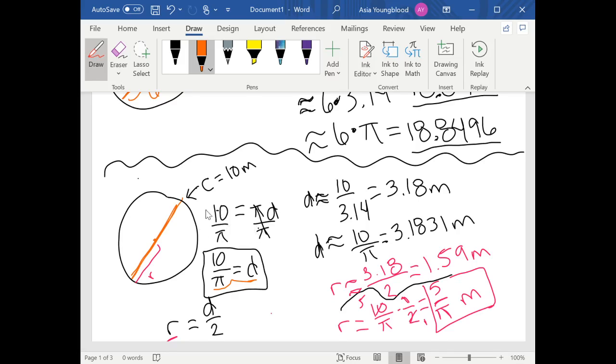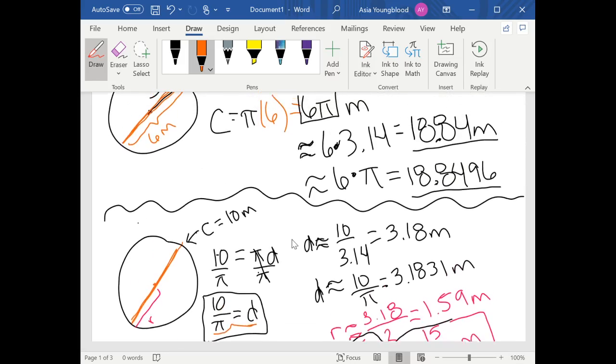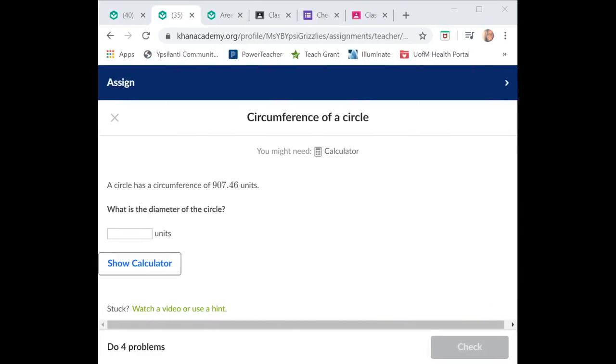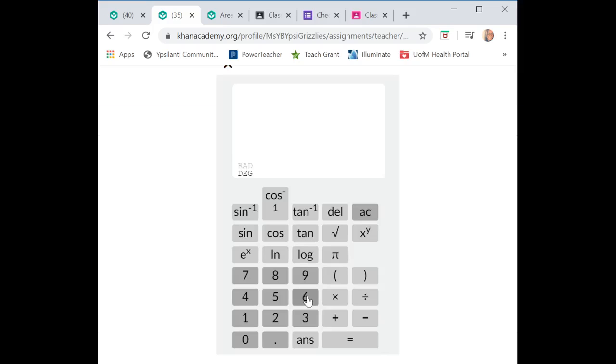All right, so we're going to plug in our value for this 10 instead. If we switch back to our problem, we are going to divide this value, 907.46, by pi to find the diameter. So in your calculator, actually just do it on the screen here, 907.46 divided by pi.